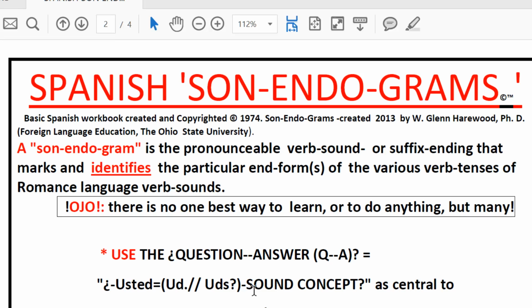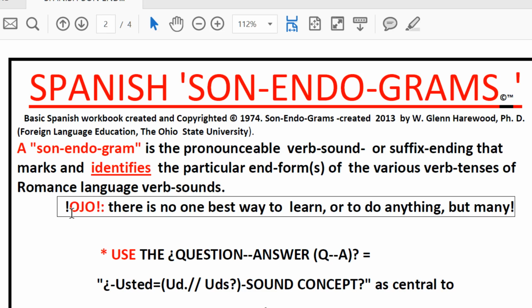Spanish Son-Endo-Grams, copyrighted and trademarked by Glenn Harewood, PhD. What is a son-endogram? A son-endogram is the pronounceable verb sound or suffix ending that marks and identifies the particular end form or forms of the various verb tenses of Romance language verb sounds.